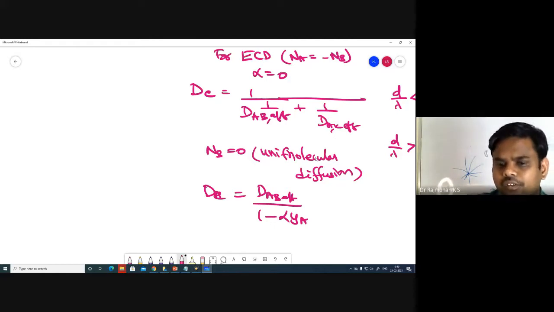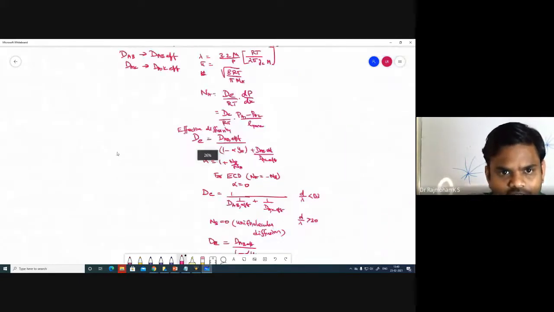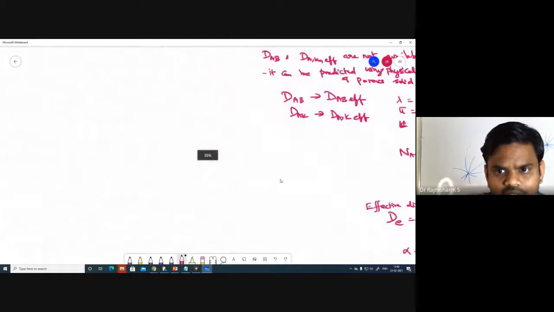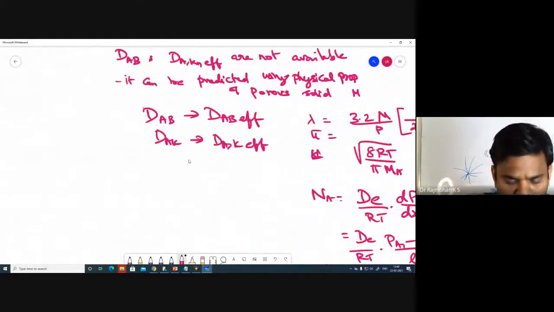So what I was explaining earlier, this is the case when you have this effective diffusivity. So we can make use of this. So that's what I told you.